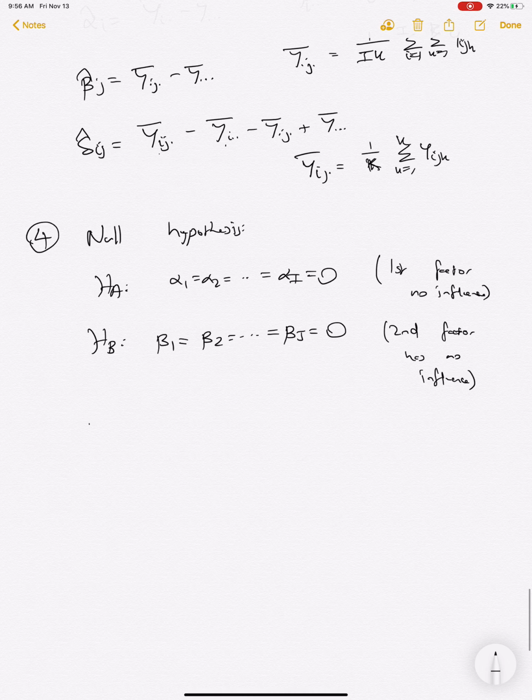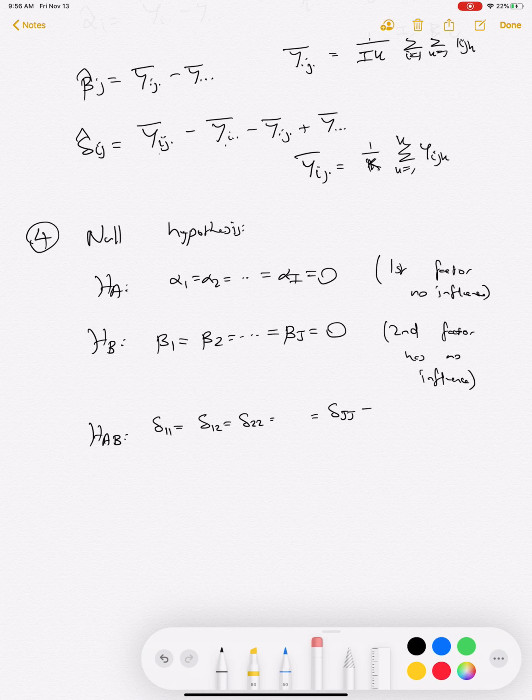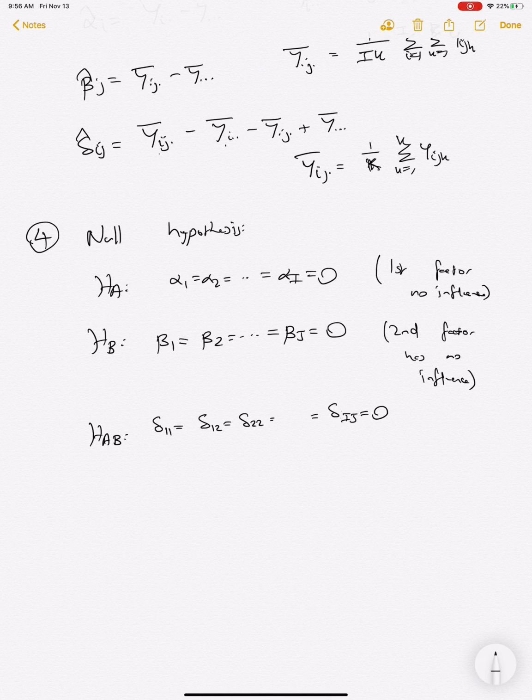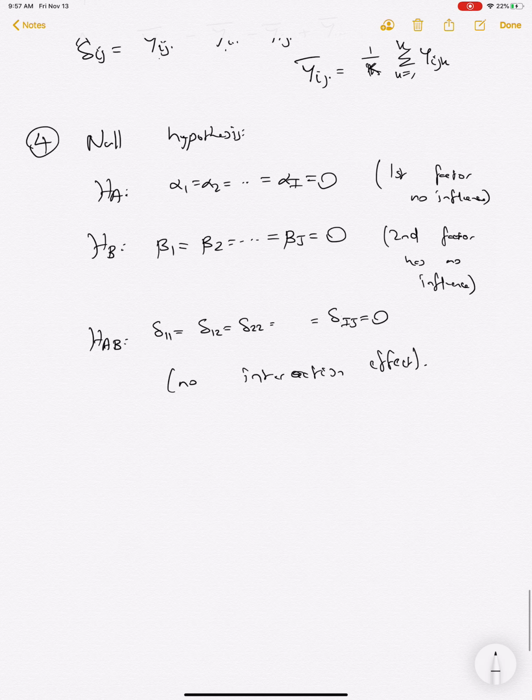And then we also now have a third set of parameters, which is the HAB. I'm calling it HAB just because we're calling the effects A and B. It says that all of the deltas are equal to 0, and this is just saying that there's no interaction effect. So because we now have 3 different null hypotheses, we're going to get 3 different F statistics out of this.